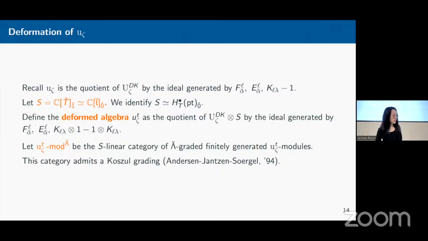And then I consider the Λ-graded modules over this deformed algebra. So this category was studied by Andersen, Jantzen, and Soergel in 1994. And they proved that this category is Koszul, but there was no identification of the Koszul dual for this category.